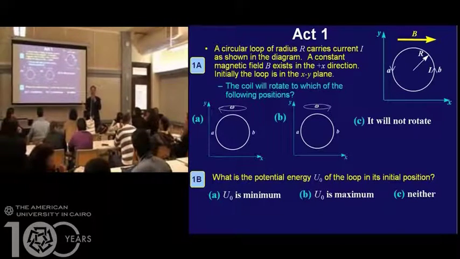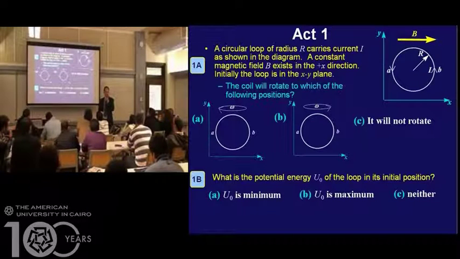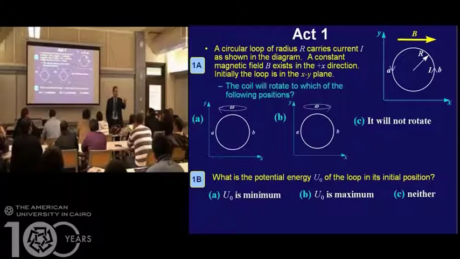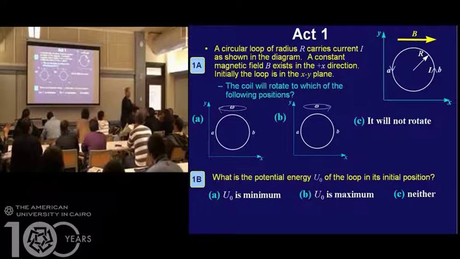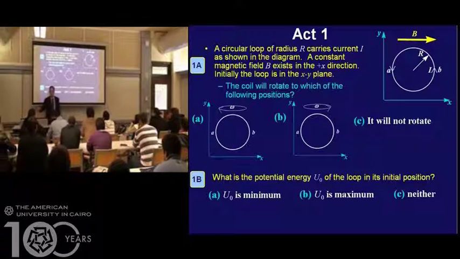Ala is asking me, how can we get the direction of the torque? Can anyone answer that? That's the direction of the magnetic dipole moment. Oh, thank you. By the smiley face. Do you remember the smiley face? It's the cross product.